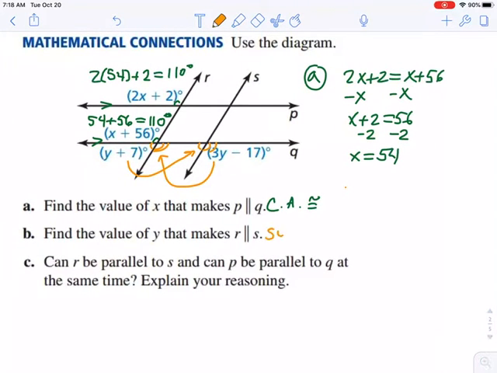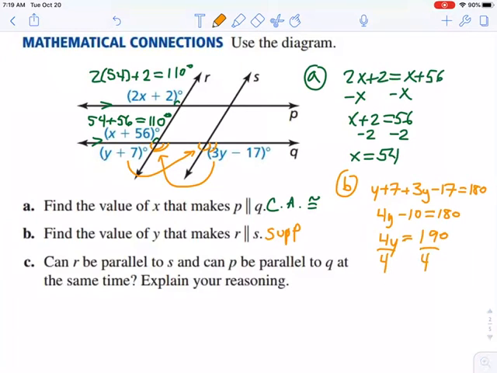So we need supplementariness. So number B, I'm going to set up y plus 7 plus 3y minus 17 equals 180 degrees. All right, then I'm going to get 4y minus 10 equals 180. 4y equals 190, okay? And once I get here, I'm going to have to divide both sides by 4. I want to make sure I get this correct. All right. I'm going to get y equals 47.5.